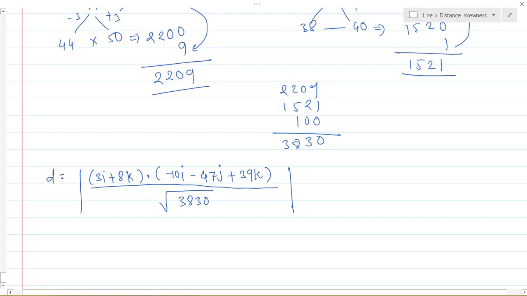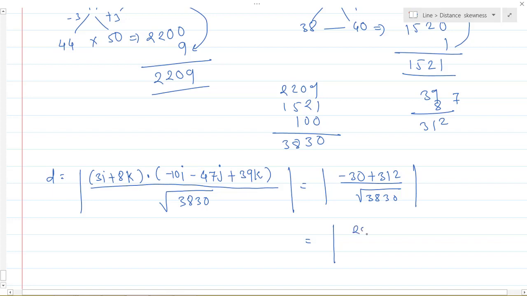Okay, so let's solve this dot product. So 3i into minus 10i becomes minus 30, and k goes with k, so it is 39 into 8, which is 312. Divided by root of 3830. So 312 minus 30 becomes 282, divided by root of 3830. Okay, so this is my answer, in units. Perfect.